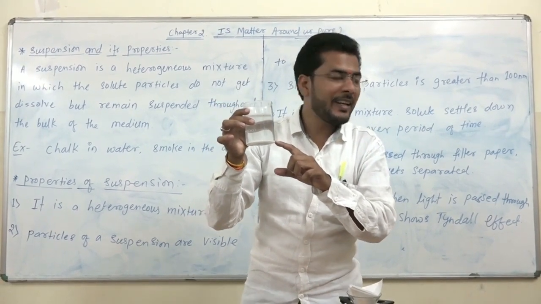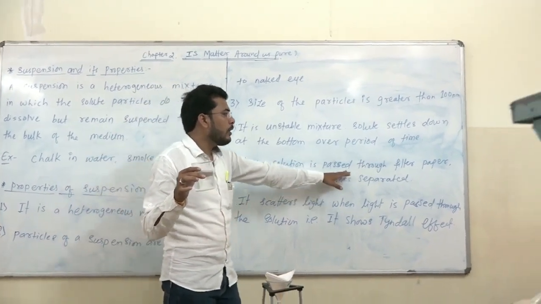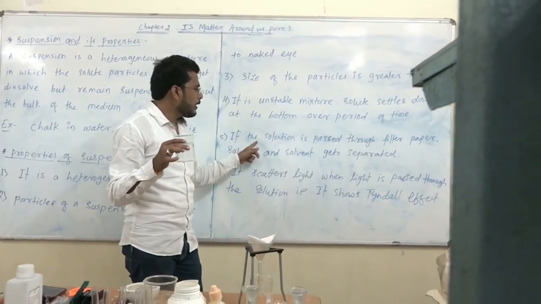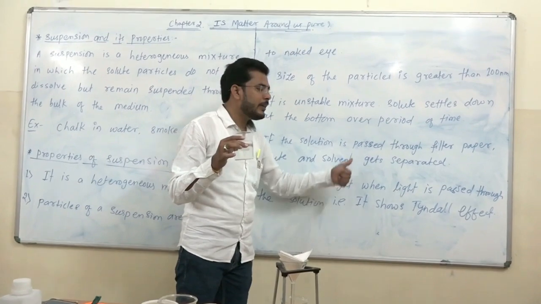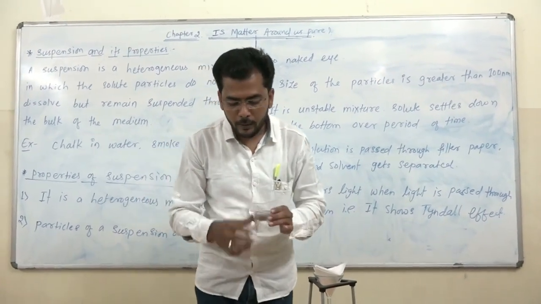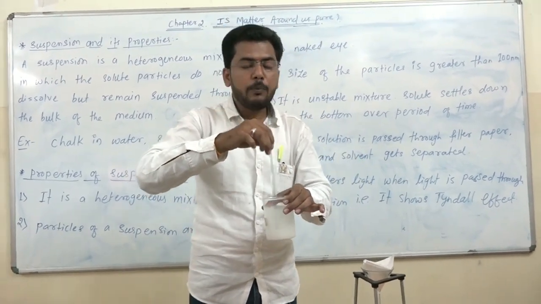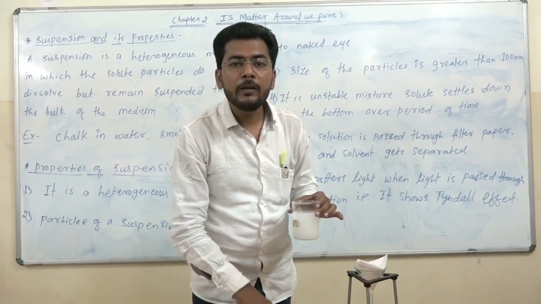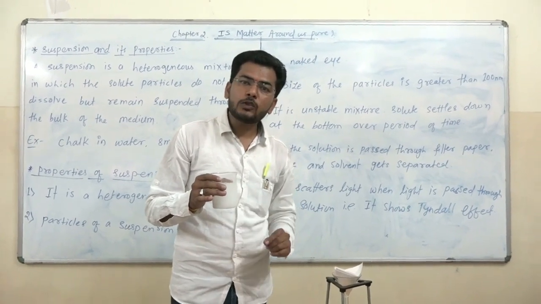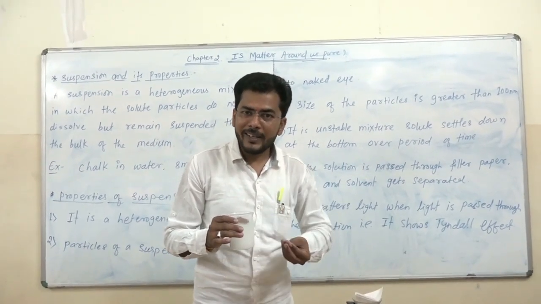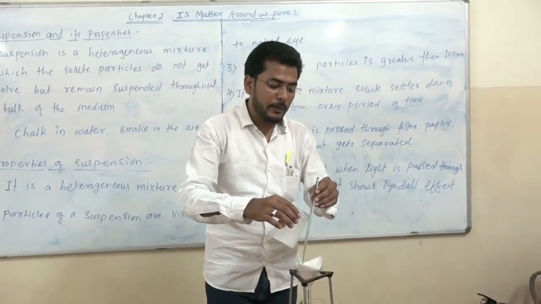Fifth property: if the mixture is passed through filter paper, solute and solvent get separated. We will do an activity for this separation. The fifth property says that whenever we do filtration, the solute and solvent will separate. But in the case of a solution, this does not happen. So I am going to separate this mixture.